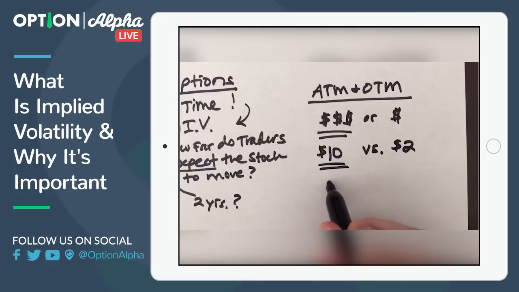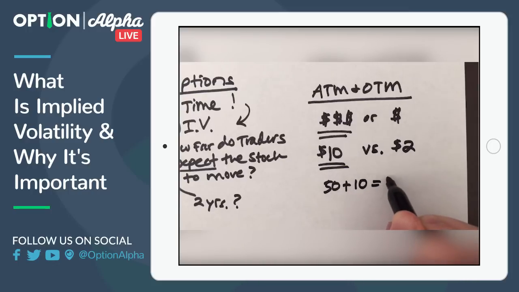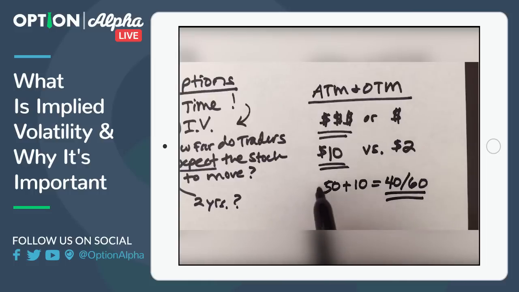Right? If a stock is trading at, let's say, $50, and I'm willing to pay $10 for an at-the-money option, that means that the stock really has to trade between 40 and 60 for me, or outside of 40 and 60 for me to make money, right? So I'm assuming I'm an option buyer here, okay? So an option buyer has to trade outside of 40 or 60.